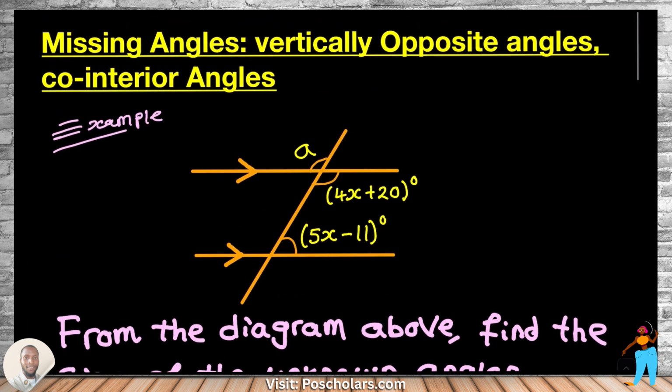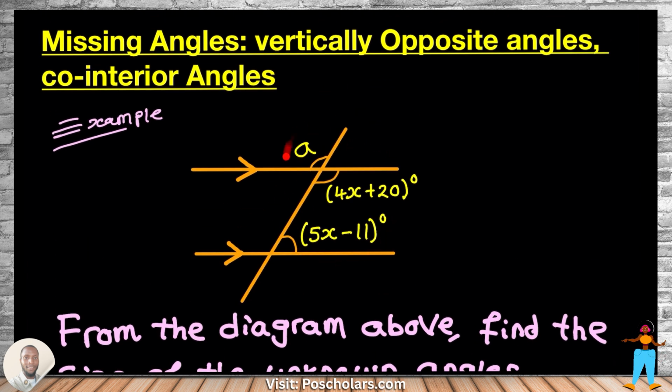So looking at this diagram, the unknown angles are the letter A, the angle of 4x plus 20 degrees, and this angle, which is 5x minus 11. It simply means we need to find the value of A, and we need to find the value of x. When we have gotten the value of x, multiplied by 4, then add it to 20, we get the value of this angle. Similarly, we need to find the value of x multiplied by 5, then minus 11. So without further ado, let's get started.